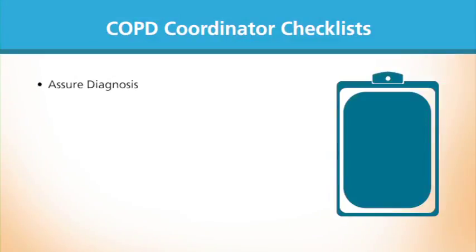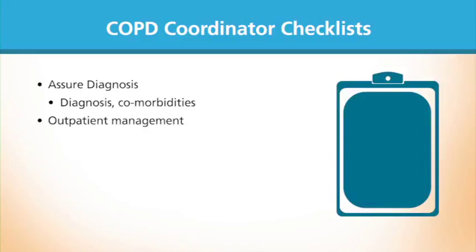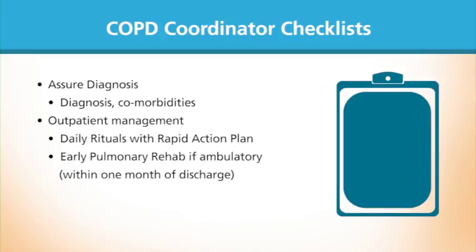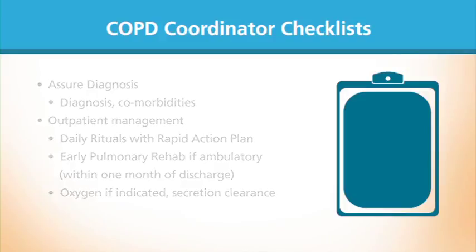The COPD coordinator checklist includes assuring the diagnosis of COPD and also assessing for other comorbidities. The outpatient management includes a daily ritual with the rapid action plan, referral to early rehab if ambulatory within 1 month of discharge per GOLD guidelines, and oxygen if indicated, and secretion clearance when needed.